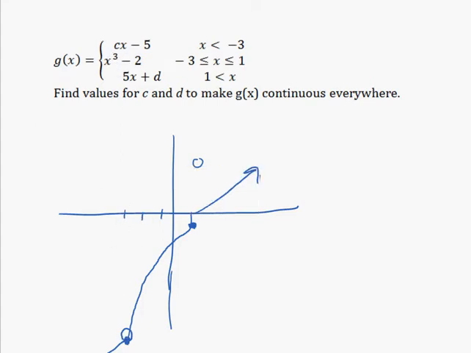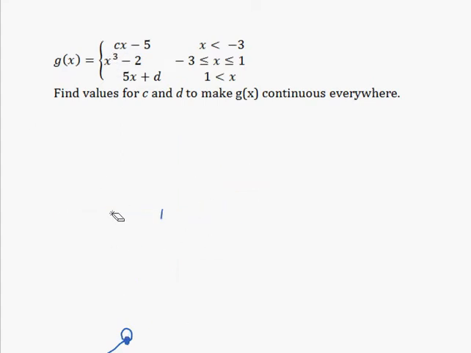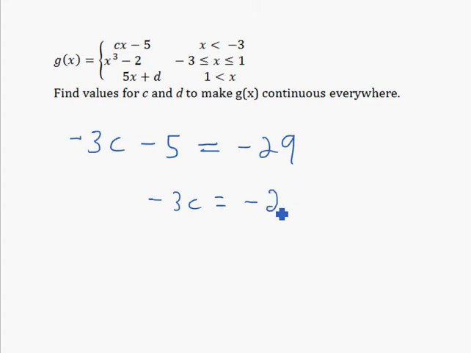So what that really boils down to for us is a couple of equations. At -3, this is going to be -3 times c minus 5, and this has to equal what the cubic equals at -3, which is -29. Well, that just means, let's add 5. So 3c has got to be -24. So c has got to be 8. If c is 8, this thing will end at -29, where we need it to.